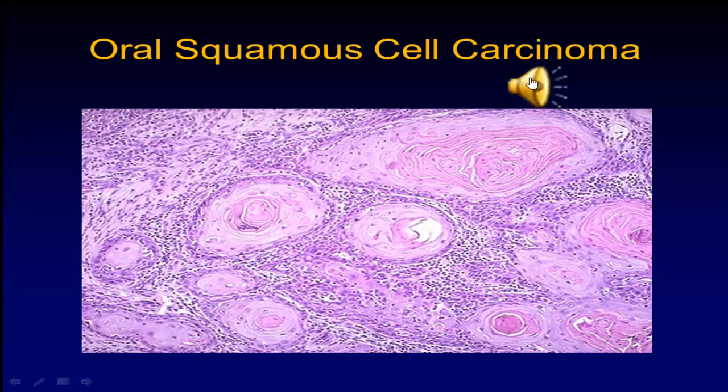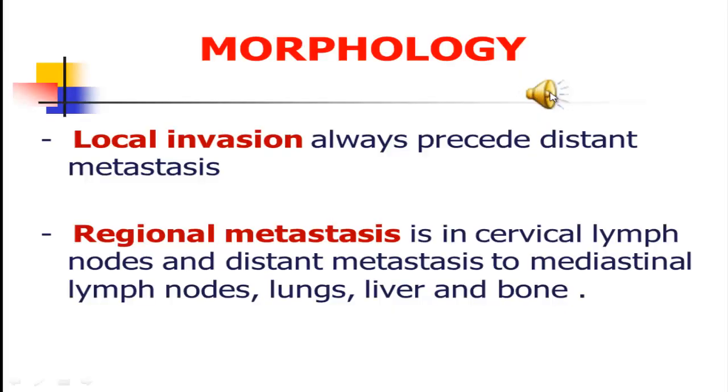This slide shows the histologic appearance of a squamous cell carcinoma. We can see small and larger groups of squamoid-looking neoplastic cells with focal areas showing keratinization and keratin pearl formation. Now coming to the spread of the oral cancers, local invasion always precedes distant metastasis. The regional metastasis is in the cervical lymph nodes and distant metastasis to mediastinal lymph nodes, lungs, liver and bone.